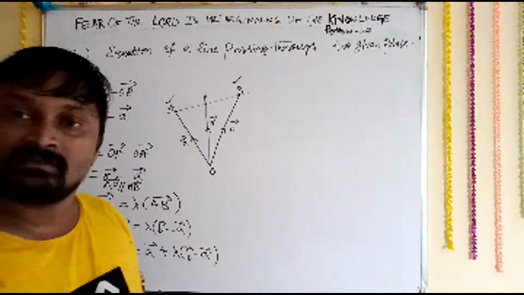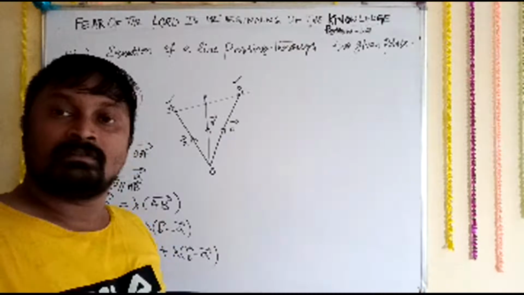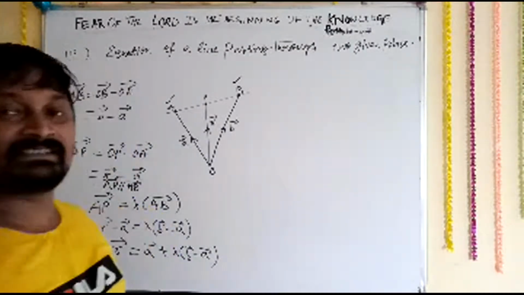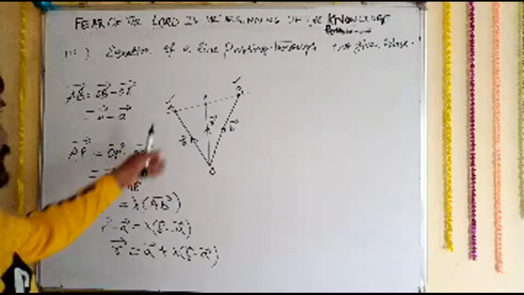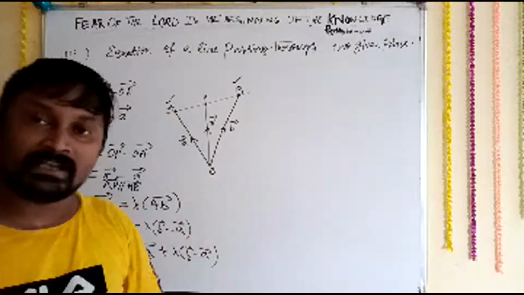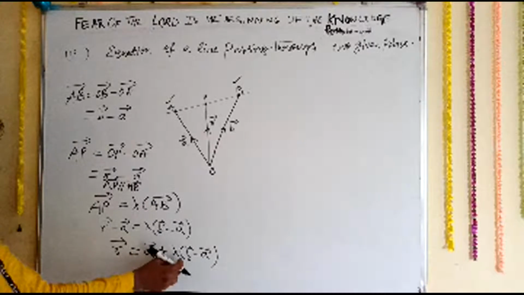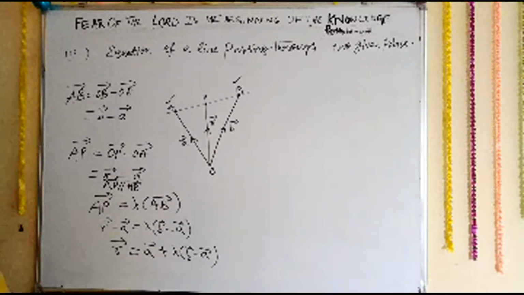Okay, we'll complete this fast. Once this is completed, I will leave you. Okay, all right. So now r vector is equal to a vector plus lambda times b vector minus a vector, which is nothing but your vector form.